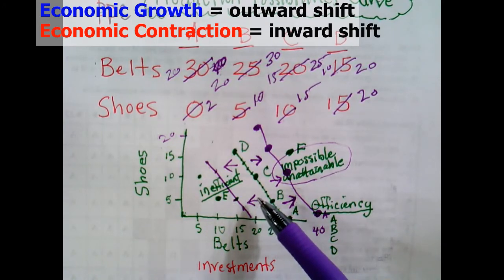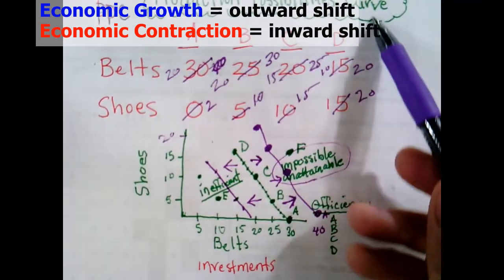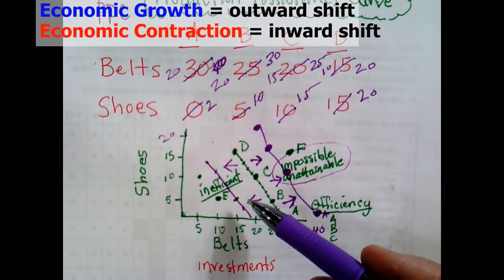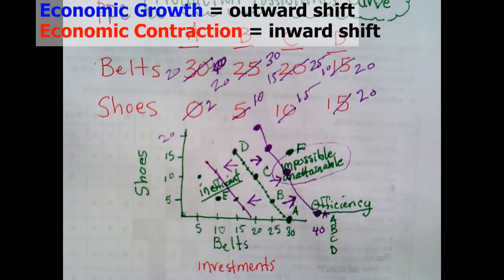So this is what you'll see. Matter of fact, this is what's going on right now with coronavirus, with our production, right? Production possibilities curve. Our production in this country has decreased because of coronavirus. You have people being laid off, businesses not making the same amount of stuff, they're not using the same amount of resources, they're not employing their resources in an effective, efficient way. So we are on an inward shift right now.